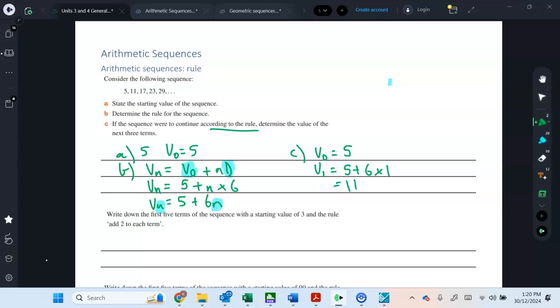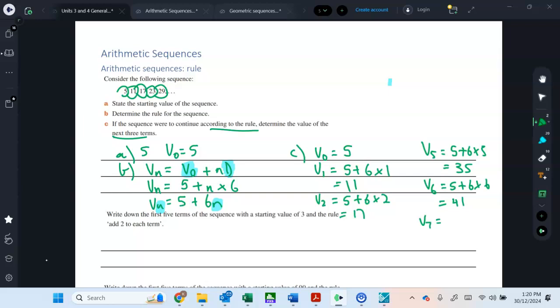Which is 11, which we can see. So V2, 5 plus 6 times 2 gives us 17. Now, if I wanted to do the next 3 terms, we're going to skip a few, otherwise we'll be here forever. So this is V0, V1, V2, V3, V4. We want to work out V5 next. So we do 5 plus 6 times 5, which is 35. If we want to do V6, 5 plus 6 times 6, which is 41. You can see I'm just adding 6 each time.